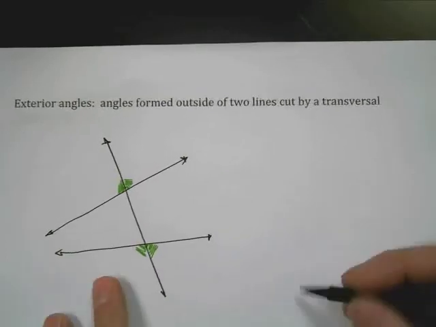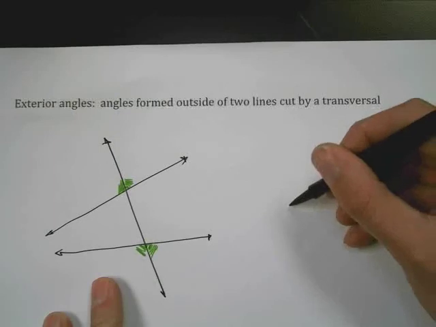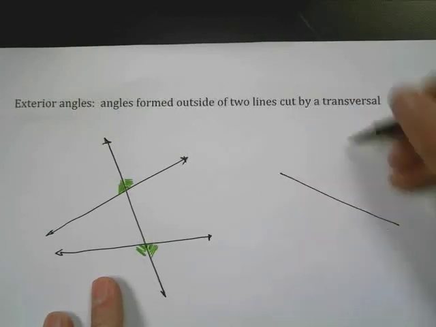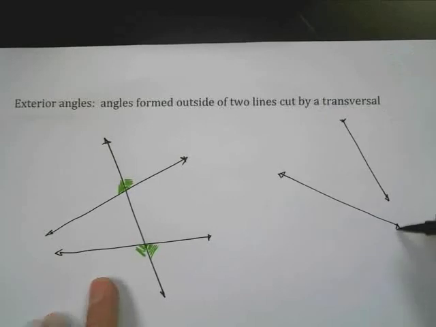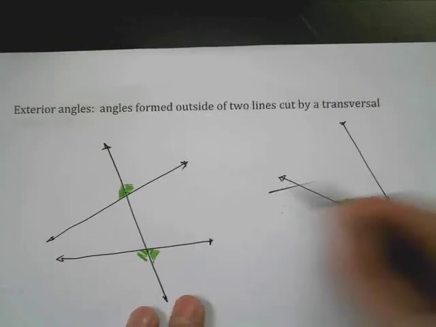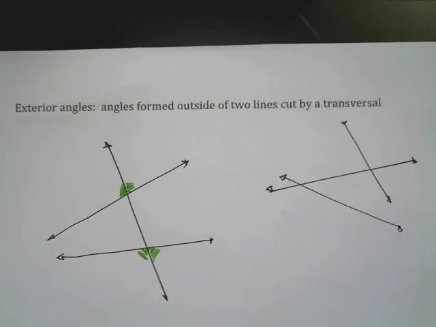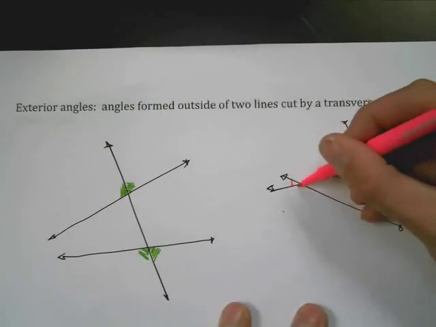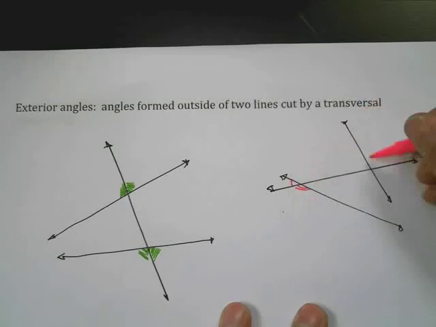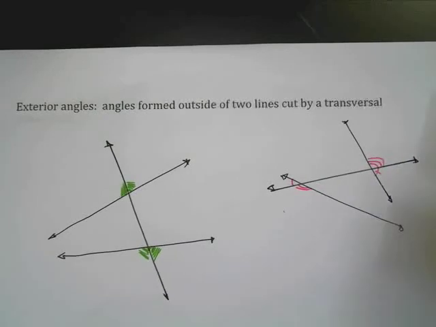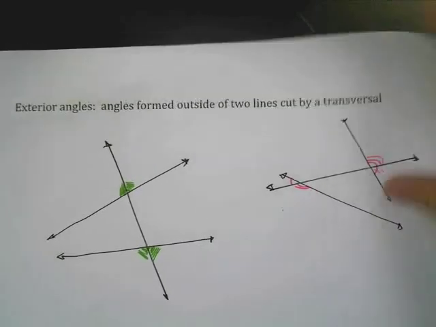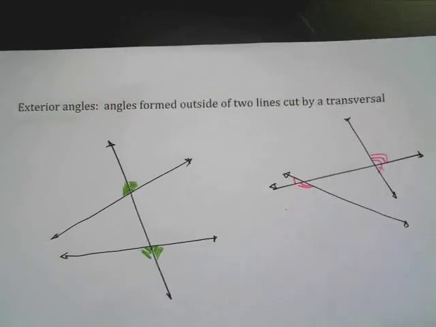If you draw even weirder lines, two lines cut by a transversal, one line cutting more than one other line, we have an exterior angle out here, an exterior angle out here, one out here, and one out here. So 4 of each, exterior and interior. Okay, if you need to pause it, get that down. Good.